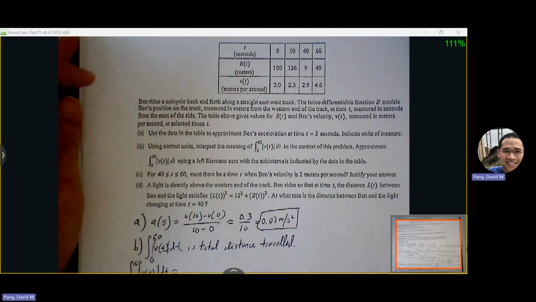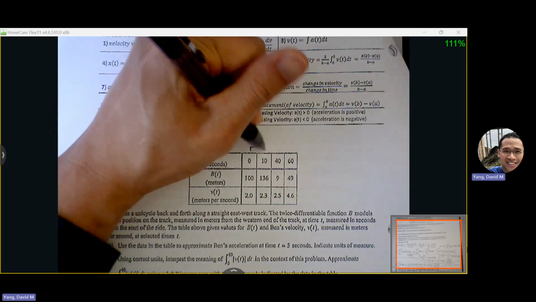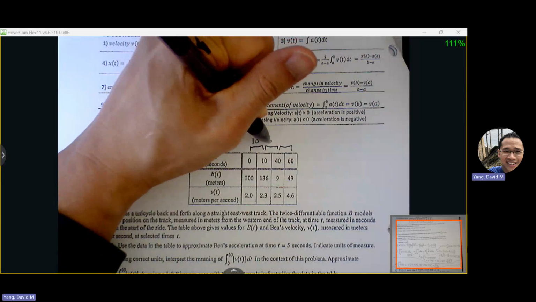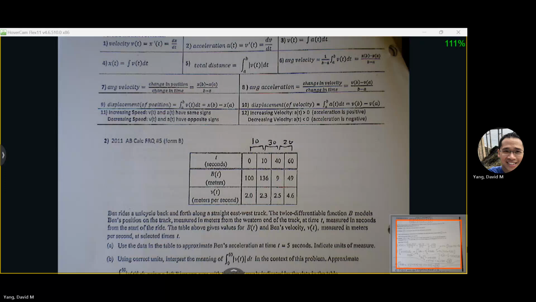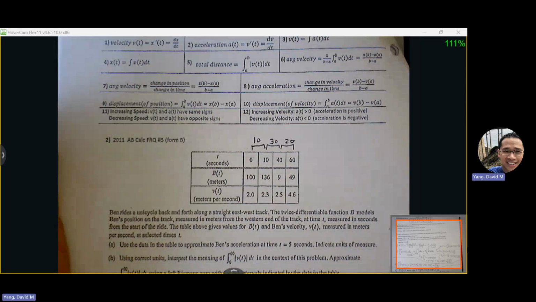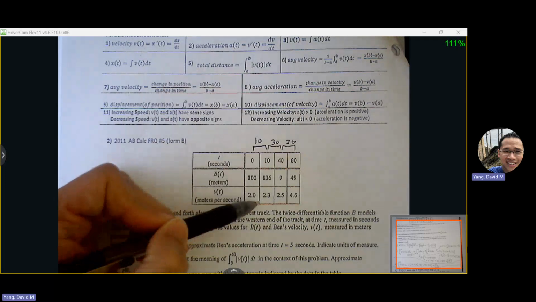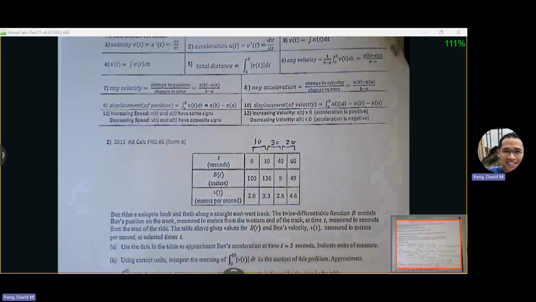Okay, so width times height, left Riemann sum from 0 to 60. So we can use our subintervals here, 10, 30, 20. And then we multiply with our velocity. So 10 times 2, 30 times 2.3, and then 20 times 2.5.